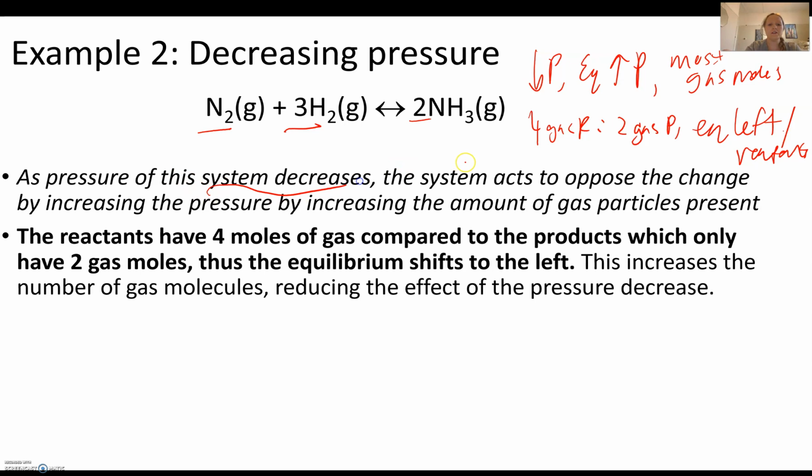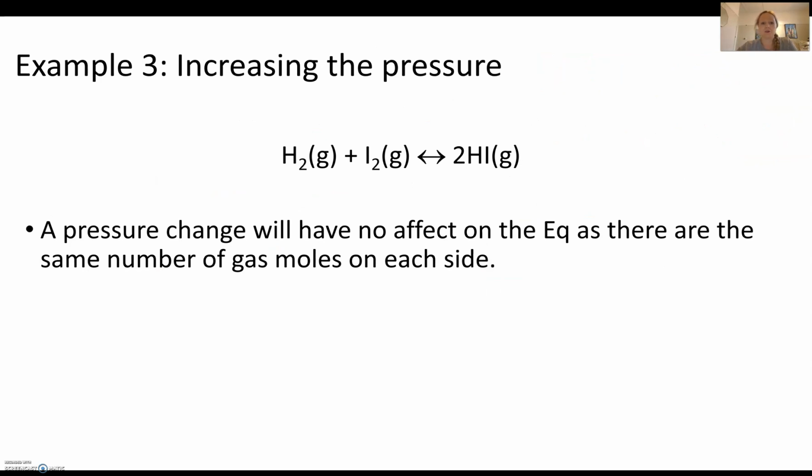As the pressure is decreased, the system will act to oppose this by increasing the pressure. It'll do this by going to the side with the most gas moles. Reactants have 4 moles, products only have 2 moles, therefore the equilibrium shifts to the left. Hopefully that makes sense. Here's one more example, and this one's quite important.